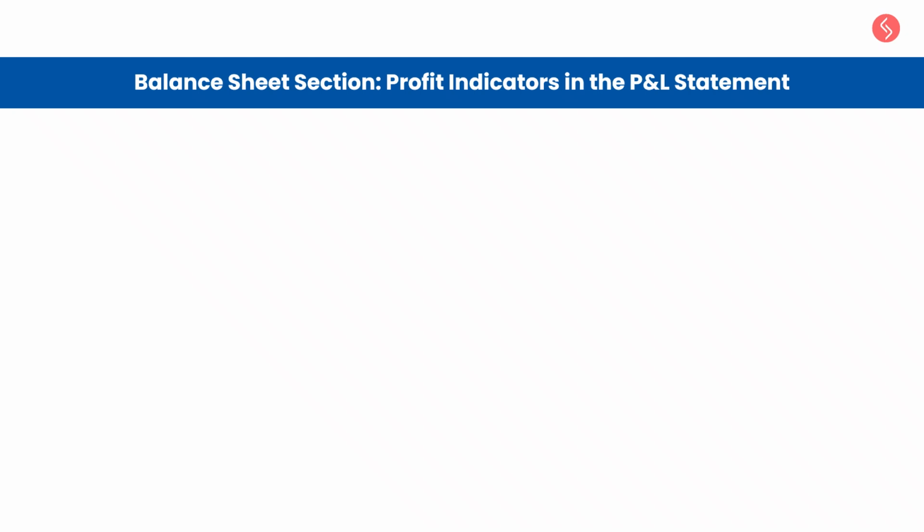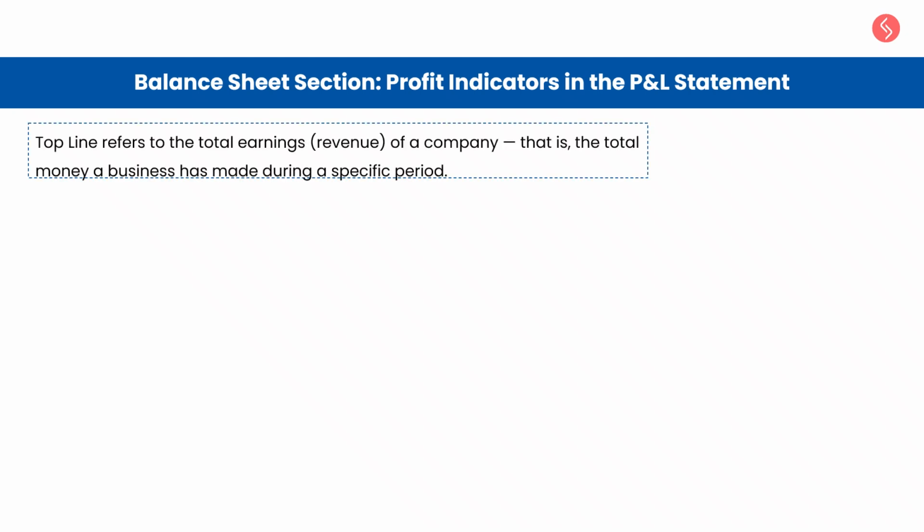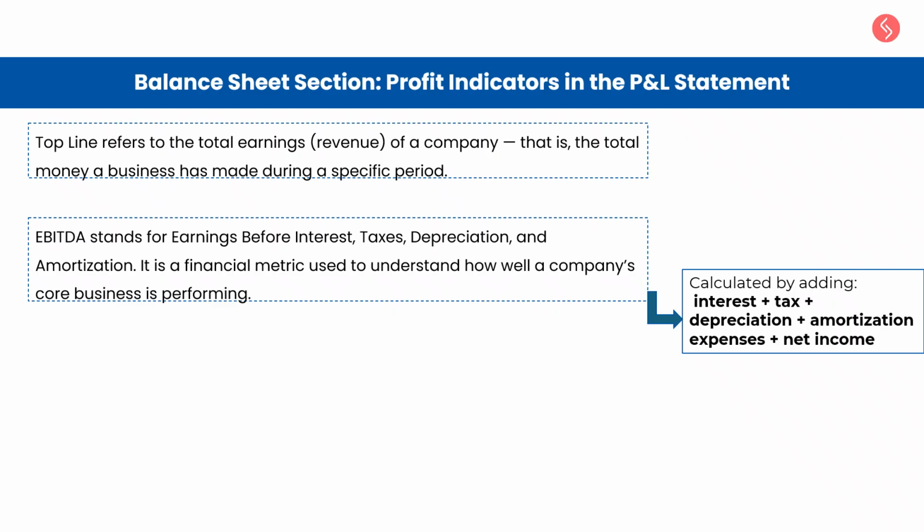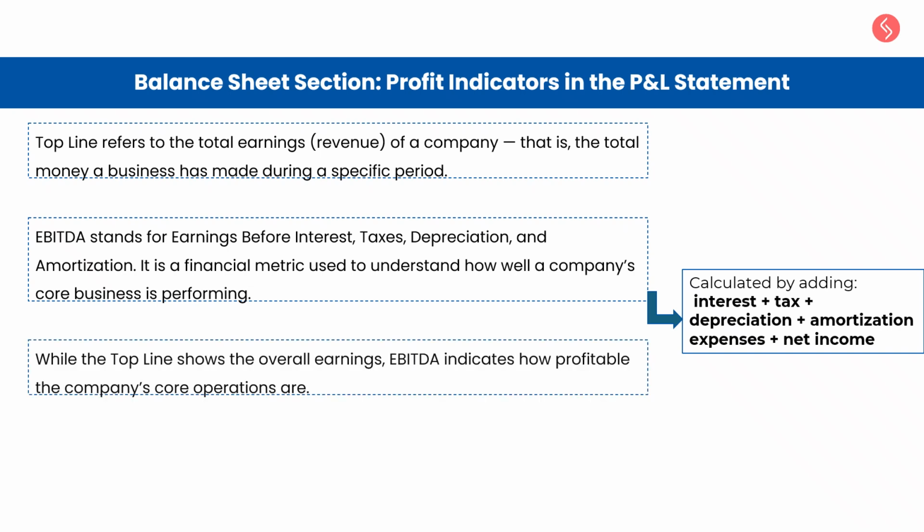Profit indicators in the P&L statement. Top line refers to the total earnings, revenue, of a company, that is, the total money a business has made during a specific period. EBITDA stands for earnings before interest, taxes, depreciation, and amortization. It is a financial metric used to understand how well a company's core business is performing. While the top line shows the overall earnings, EBITDA indicates how profitable the company's core operations are.